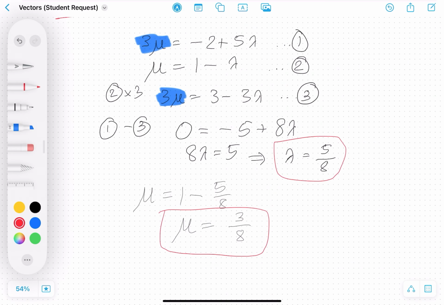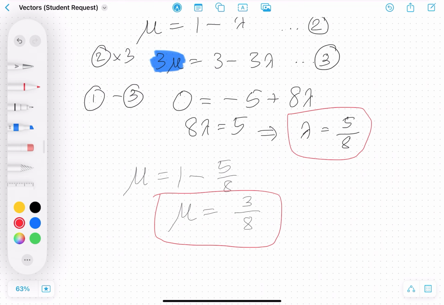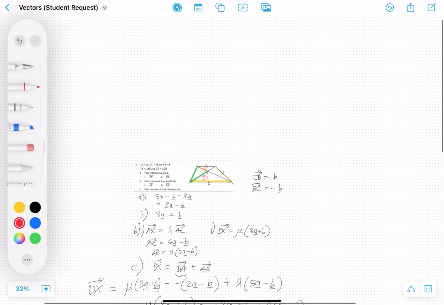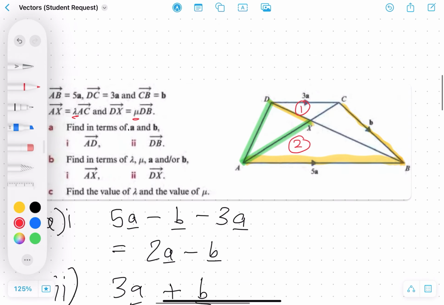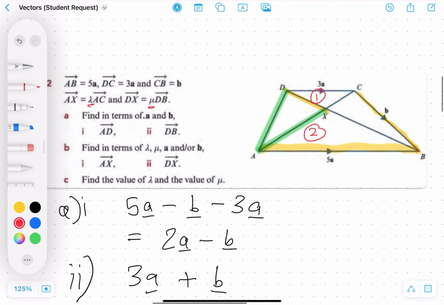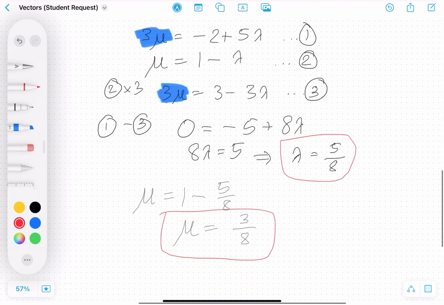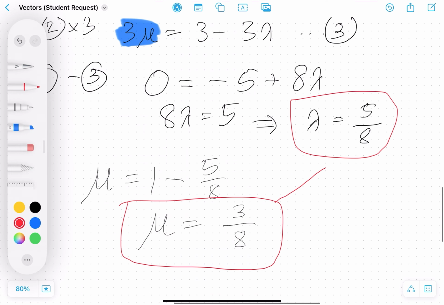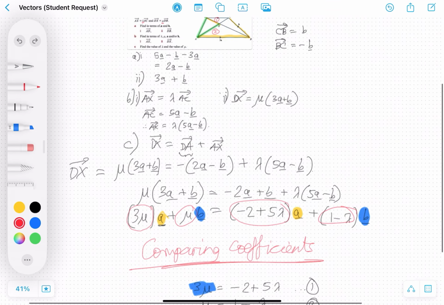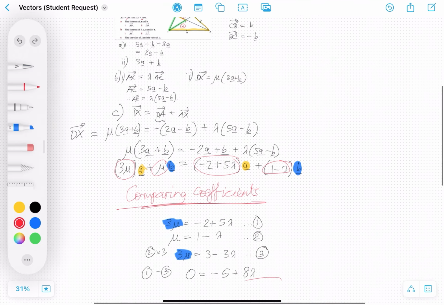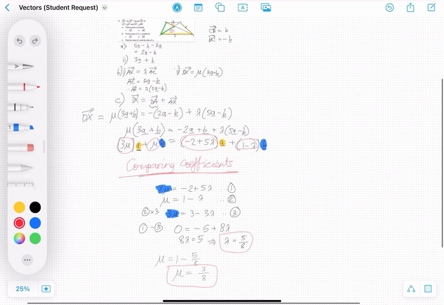And a quick way to see if your answer is right is, remember at the beginning I said that lambda and mu must both be less than 1 since they're fractions of a vector. And our answer does confirm that they both are less than 1. This is a good way to check your answer in a vectors question like this, by substituting back in and looking if everything you've solved makes sense.